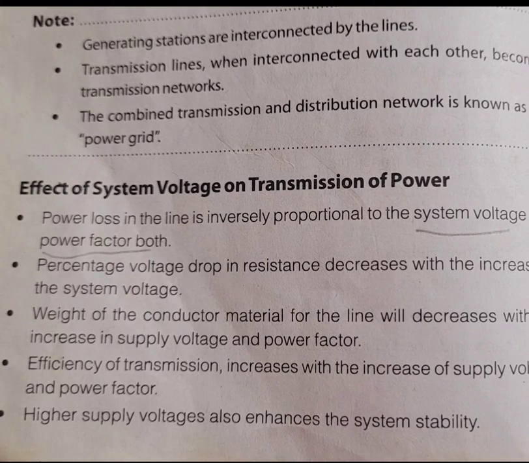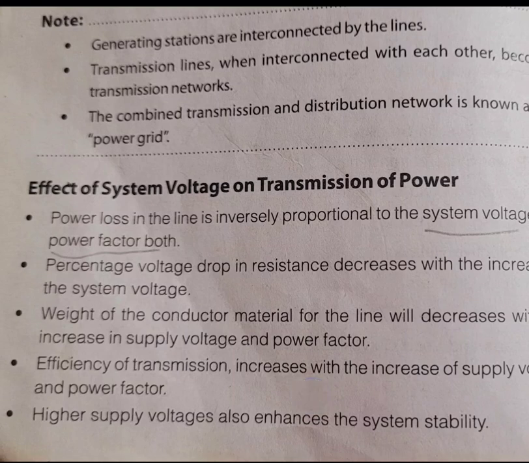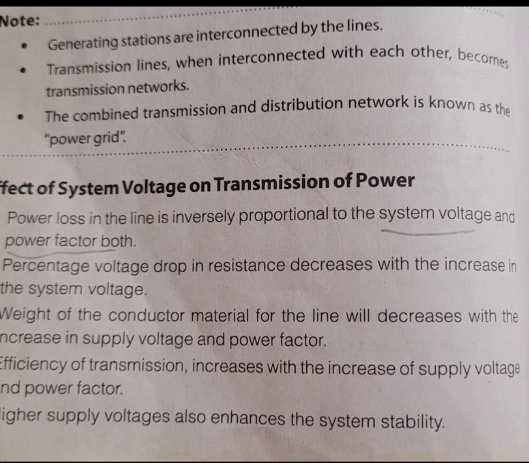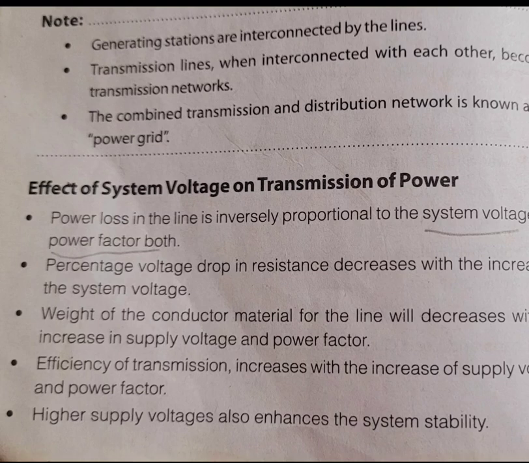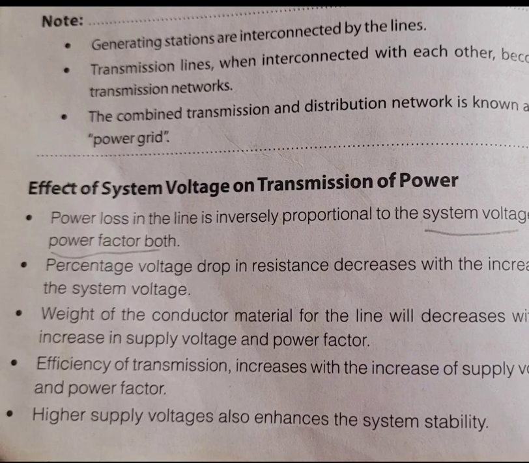After that, the percentage of voltage drop decreases with the increase in system voltage. How? V equals IR. When the voltage drop in the resistance decreases, the system voltage increases, V equals IR. The weight of the conductor material for the line decreases with the increase of supply voltage and power factor. Conductor weight means the transmission lines are conductors; the weight of the material of the line decreases with the increase of Vs and power factor.